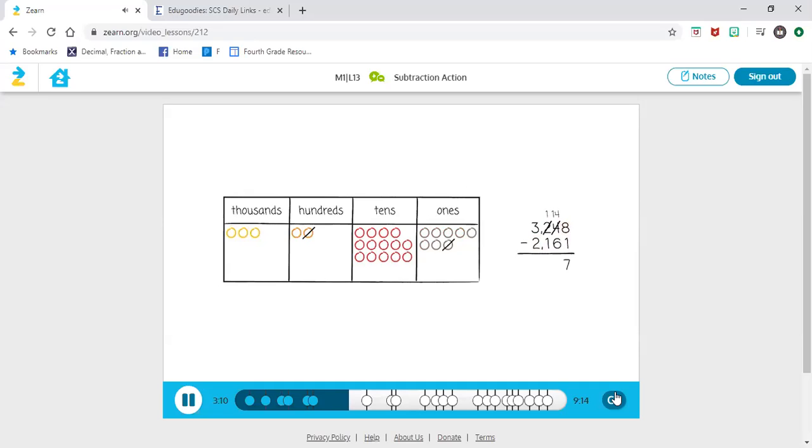14 tens minus 6 tens is 8 tens. 100 minus 100 is 0 hundreds. And 3 thousands minus 2 thousands is 1,000. So 3,248 minus 2,161 equals 1,087. Your turn. Show how we subtracted using the algorithm on your own.